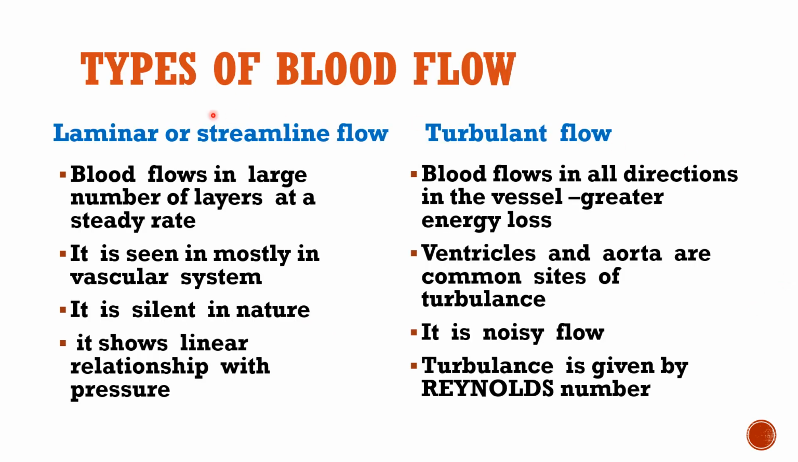And the next important concept is blood flow, the types of blood flow, and then measurement and distribution of blood flow. So there are 2 types of blood flow, laminar and turbulent. In the laminar, otherwise called streamlined blood flow, the blood flows in a large number of layers at a steady rate, whereas in turbulent flow, blood flows in all directions in the vessel, and greater energy loss will be present.